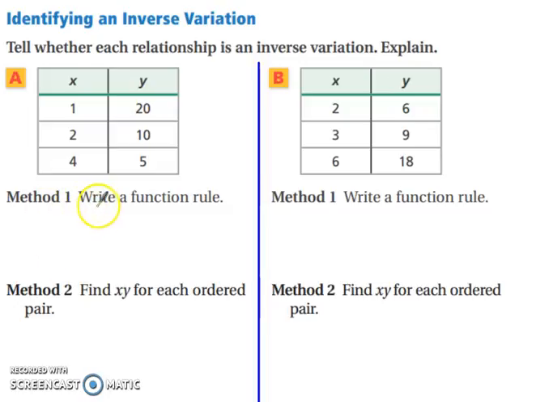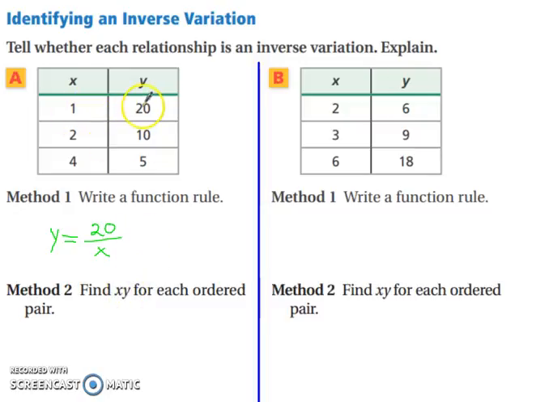So method 1, write a function rule. Well, y equals, and what's the constant rate of change that keeps happening? Well, 20. So 20 over x. So because you can write it in this form, it's an inverse variation. But let's look at method 2.